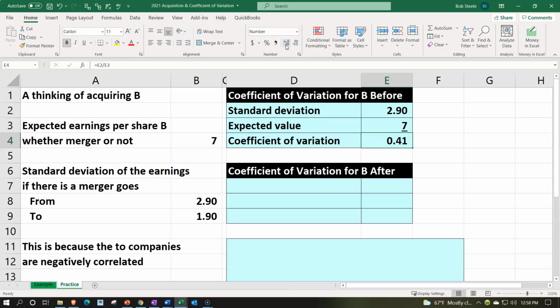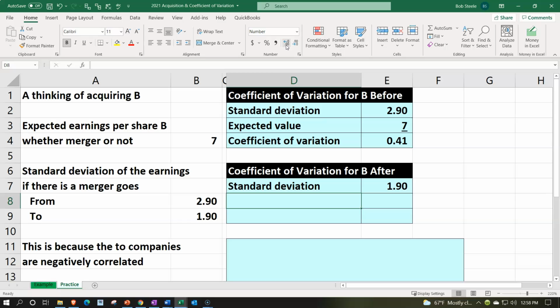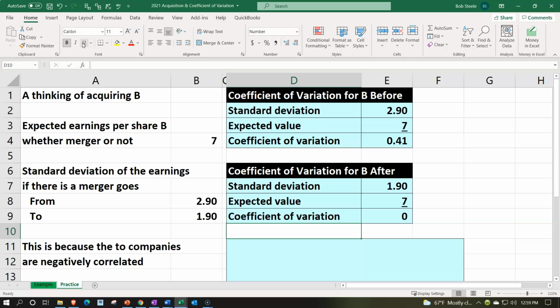Let's calculate the coefficient of variation after. We're going to say then we have the standard deviation. I'm just going to pick up the same number here. It's now at the 1.9, adding some decimals, number group, couple decimals, and then we have the expected value, which we're saying is the same here, underlining that by going to the font group and underline. That's going to give us our coefficient of variation, which is going to be the 1.9 divided by the 7, and number group, adding a couple decimals.